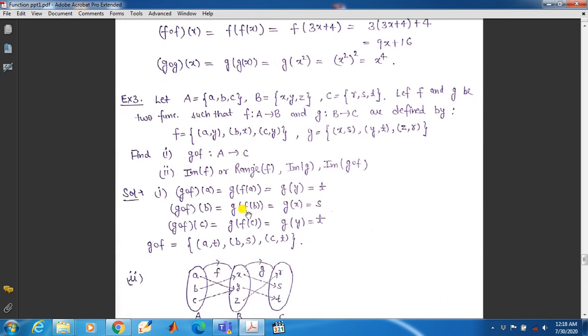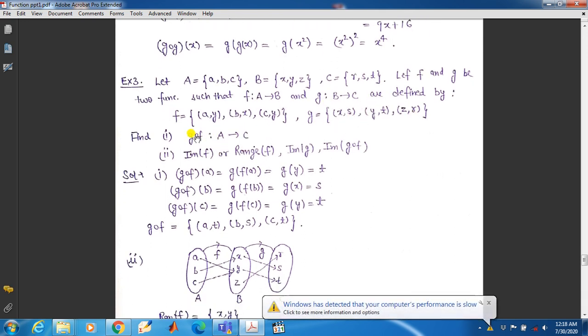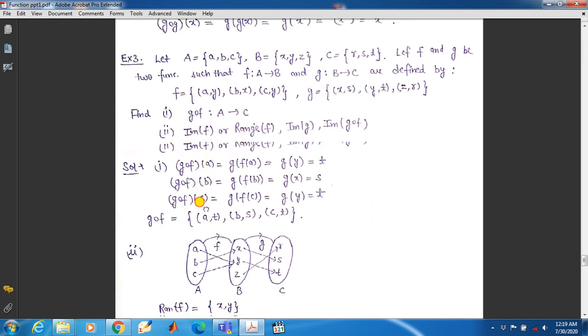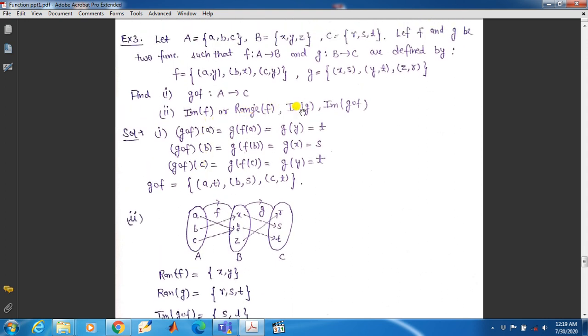In the next example, there are 3 sets, capital A, capital B and capital C. f and g are defined there in terms of relations. First you need to find the function gof. gof will be from A to C. In the second part you have to find the range of f, the range of g, and the range of the gof function. These 3 values you have to find out.